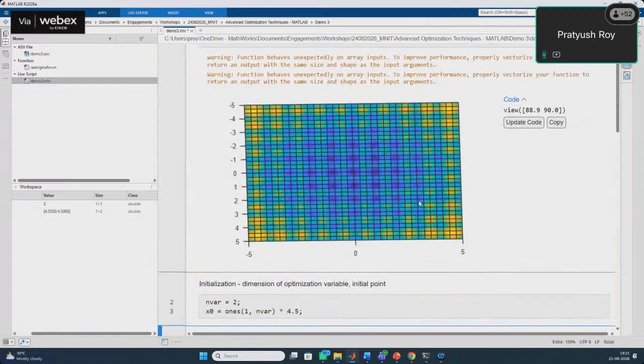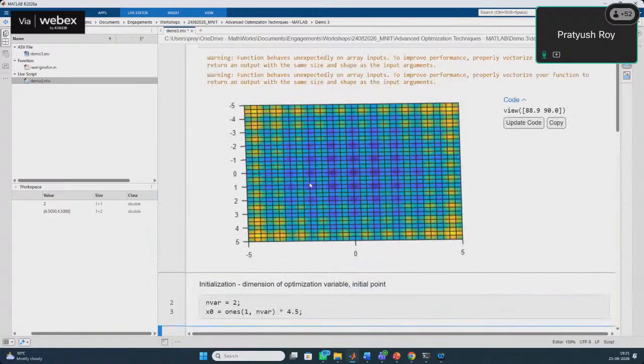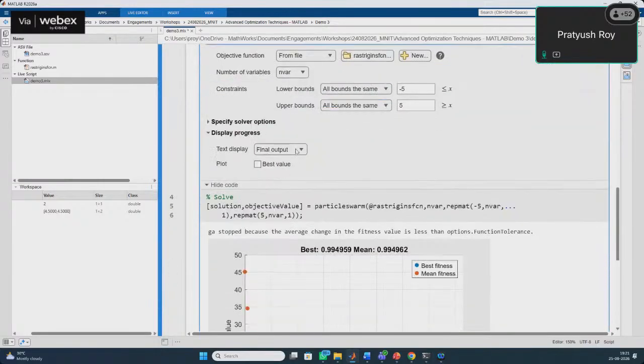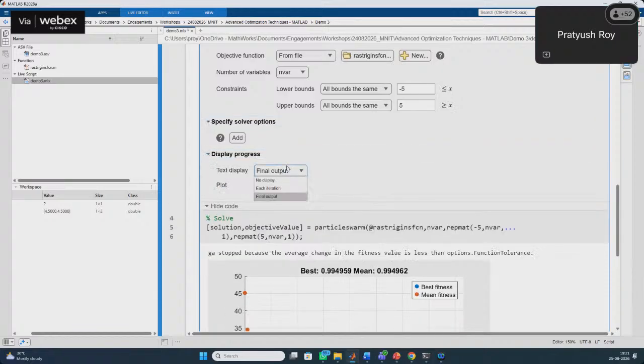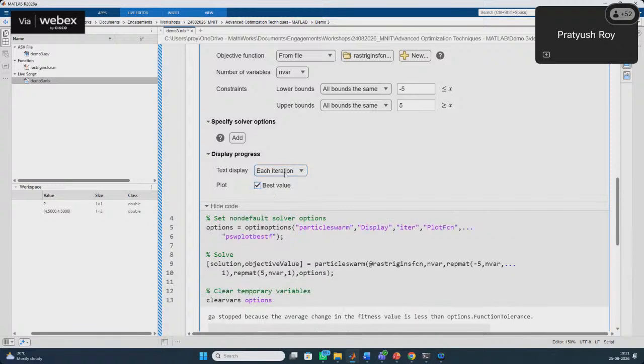So in particle swarm optimization, we define this first. We say that you are only allowed to search within a particular bound. That is a good thing because it restricts our search space and helps us converge to a better solution faster. So this is the one. In each iteration, we can also plot the best value. If we choose that, we can also add the solver options, for example, if you want to look at the swarm settings.